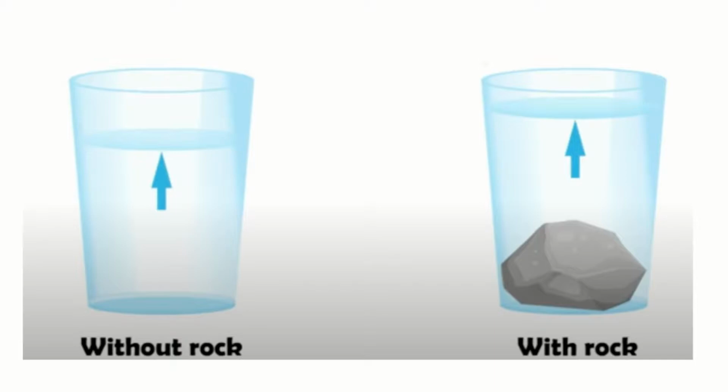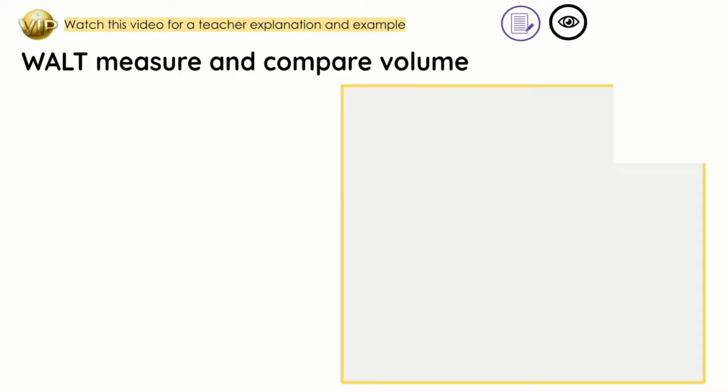The water is displaced. It no longer keeps its place. It is displaced because the rock begins to occupy space in the cup and forces the water to move out of its way. So that's why the water rises, because the rock has volume and it's taking up space, and the water needs to move out of its way. So today, we are learning to measure and compare volume.